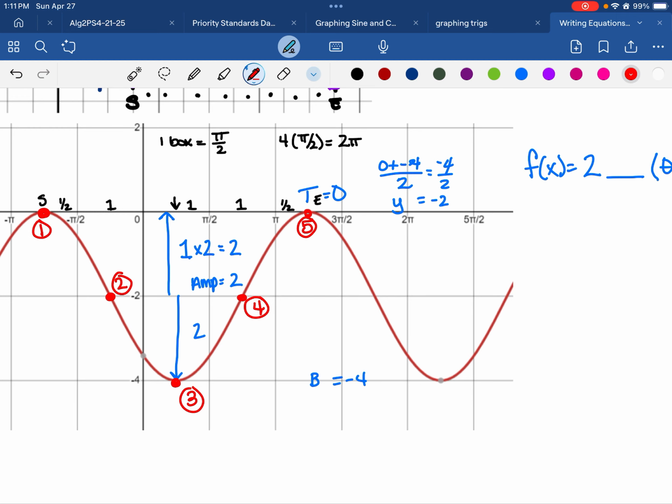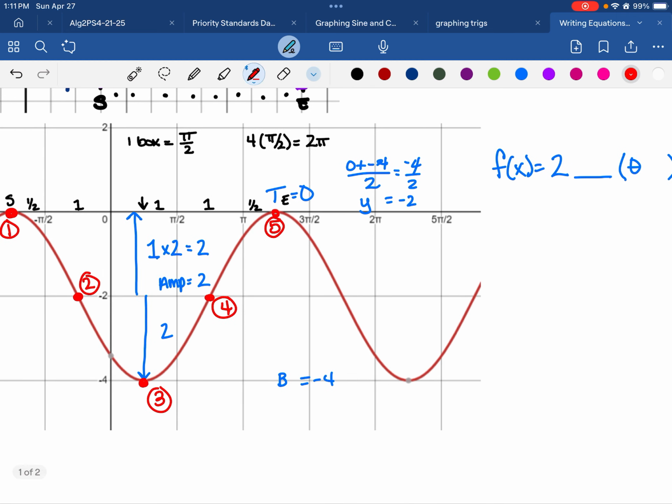So for number 1, I went to the left. Half of pi over 2, which is a fourth. So 1/4, 2/4, 3/4. So that would be 2, and that's a cosine theta plus 3 pi over 4. And then I went down 2.